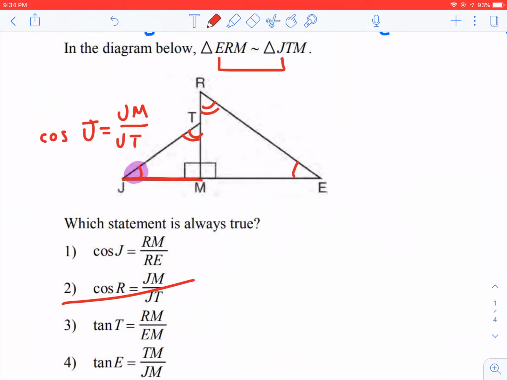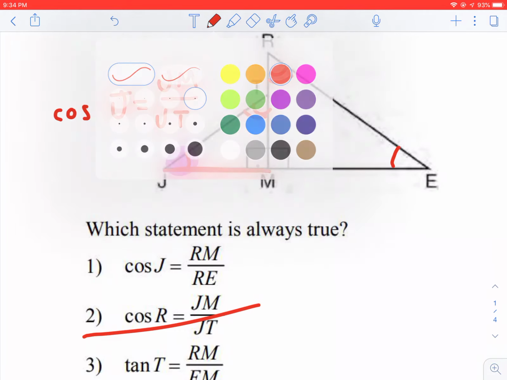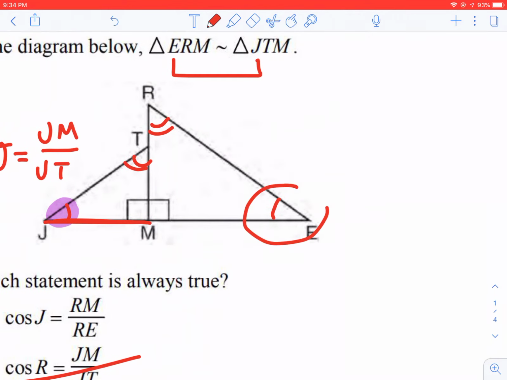But is cosine of J equal to RM over RE? Well, cosine of J is also going to equal cosine of E because J and E are congruent angles.